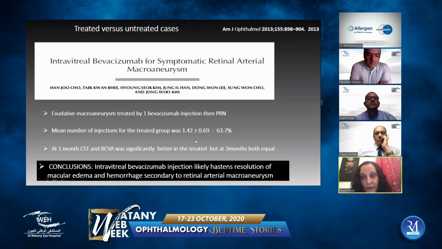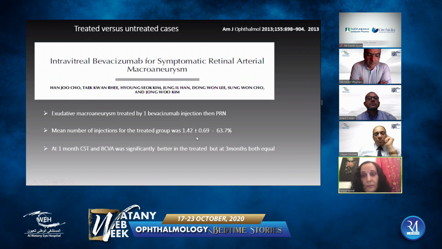And they said at 1 month, there was a significant difference between the group that they treated and the group that they didn't treat. They divided the patients into a group that was treated and a group that was observed. And they found the patients who were treated at 1 month showed significant better visual acuity and central subfield thickness. But at 3 months, the patients who were treated and those who were not treated were equal as concerning the central subfield thickness and the best corrected visual acuity.